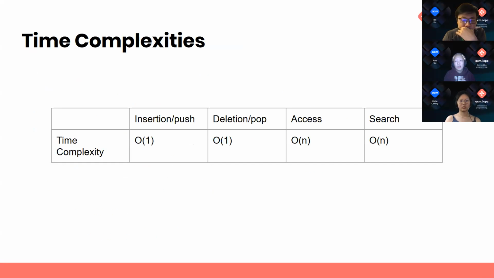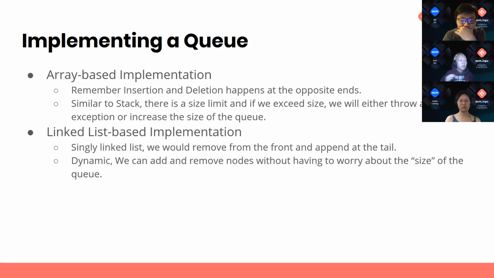So time complexity, I know you guys are so smart, so we're just going to go through it. It's O(1) for insertion, O(1) for deletion, and then access and search. Just like what I said before, if the element ends up at the end of the queue and you can only remove from the front of the queue, then at worst case it would take O(n) for both access and search.